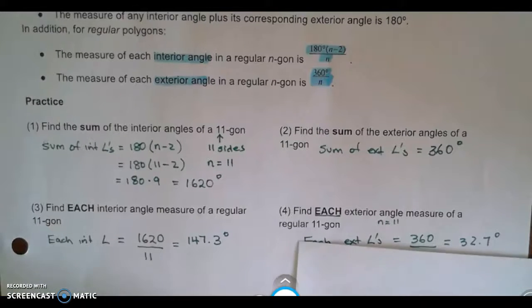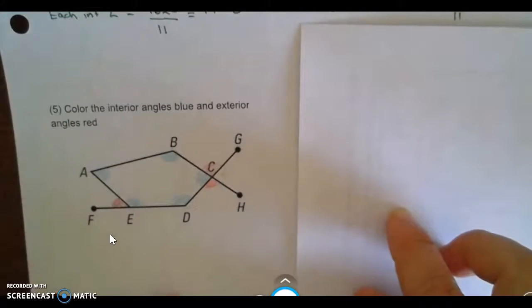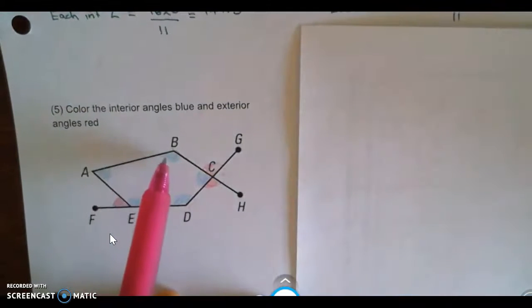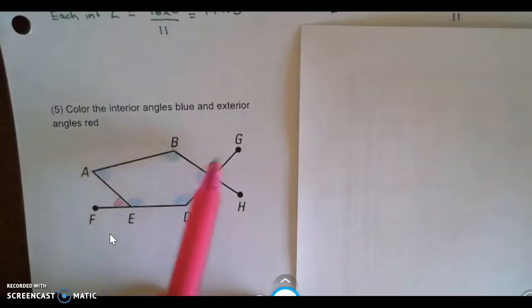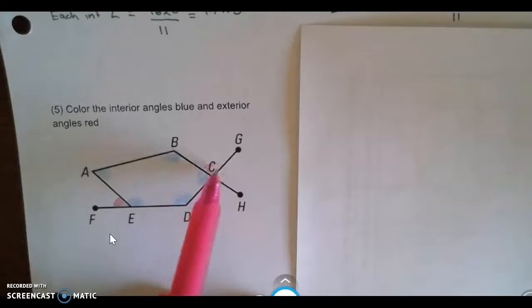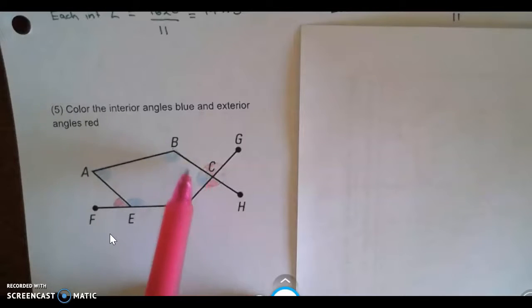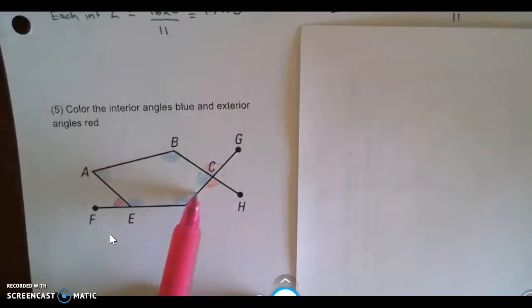Alright, so then number 5 is asking you to color the interior angles blue and the exterior angles red. The interior angles are inside the polygon. Exterior angles are created by extending one of the sides, and the angle between the neighboring side and the extended side, which is this. Or if you're extending this side, the neighboring side is this. So this is also an exterior angle, as is this one.